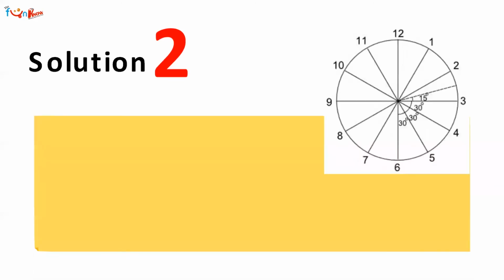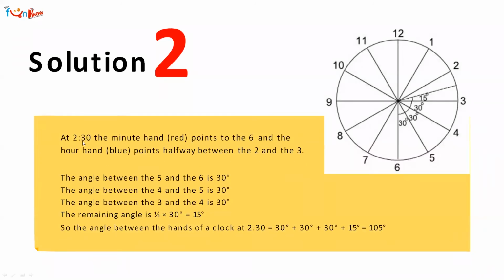Okay, at 2:30, the minute hand points to 6, as we already discussed, and the hour hand points between 2 and 3. Because it's just halfway, 30 minutes, it will be in between. Okay, so it's somewhere between this dotted line. So we need to count from this to this. We know this is 15 degrees, and every one is 30. 30, 30, and 30. And you can say 90 plus 15 is 105. Okay.